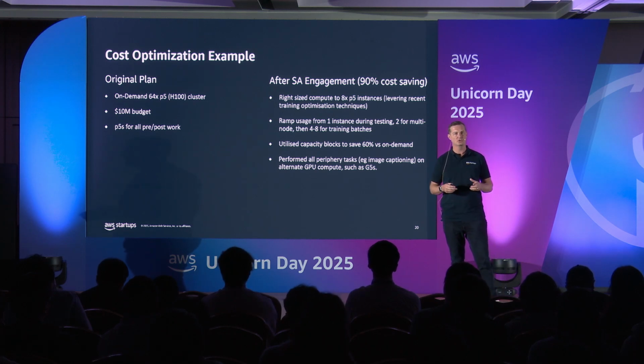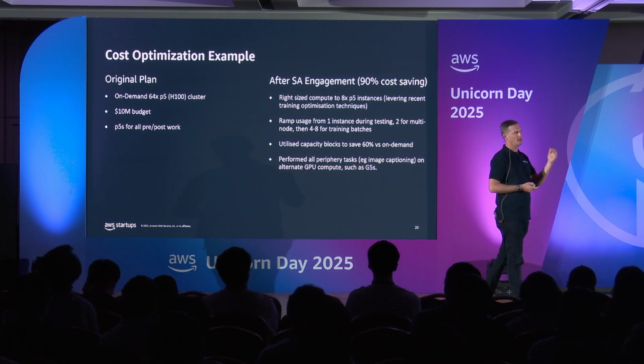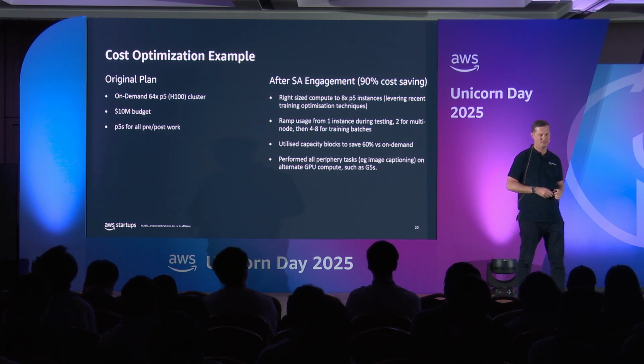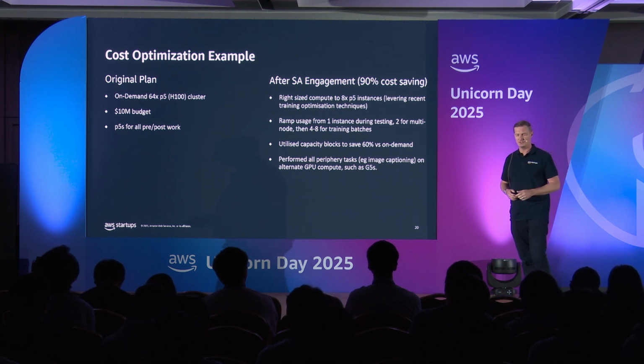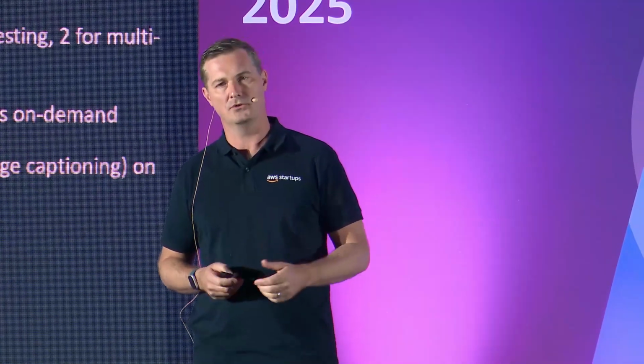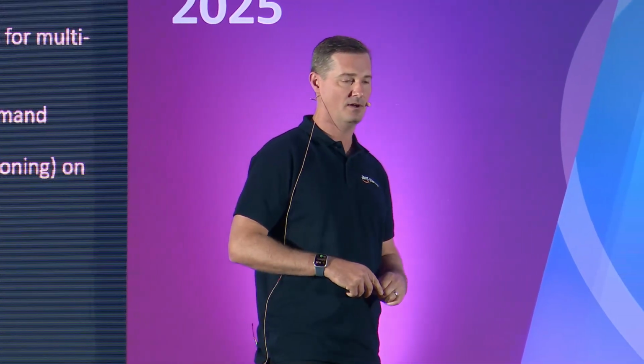We then said to them, have you looked at capacity blocks, which allows you to reserve your GPU capacity for a block of time and apply a discount? They would have further saved 60% versus the on-demand pricing. And then finally, we showed them that you don't actually need to run everything on a P5. You can run some workloads, such as the image captioning, on smaller, more cost-effective instances such as G5. So as a result of that, we're able to help them bring their budget down from 10 million to 1 million. So I encourage you to reach out and talk to our team when you are doing these sorts of projects so we can help you cost optimize in a similar fashion.